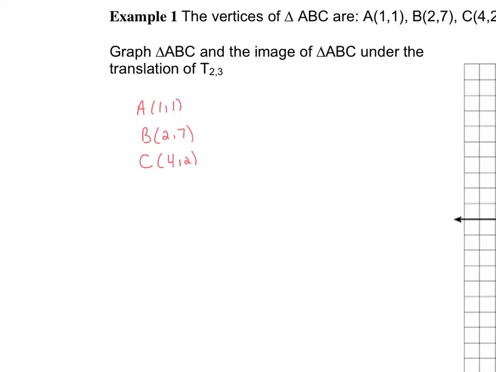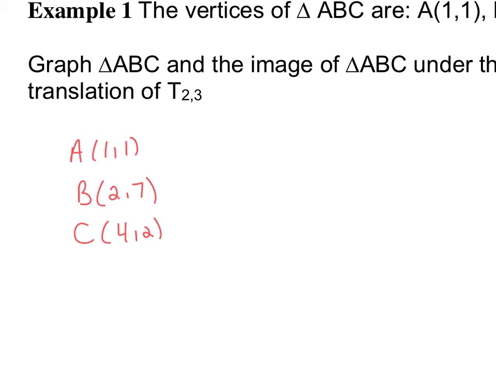And now what I want to do is graph triangle ABC and the image of triangle ABC under the translation of T(2,3). Here's what I do now. I'm going to draw an arrow. So if you were in the Zoom, you saw this already. I draw an arrow going from each ordered pair.